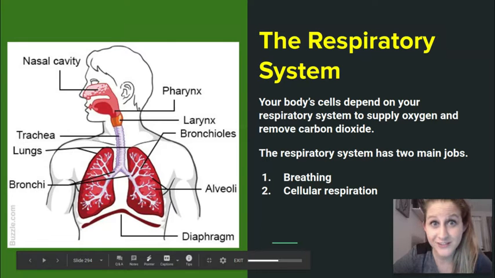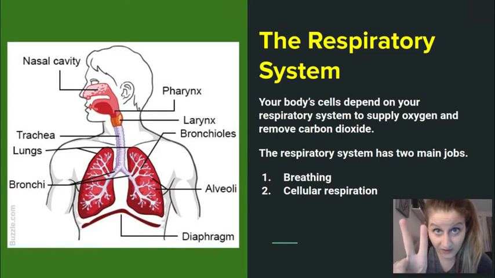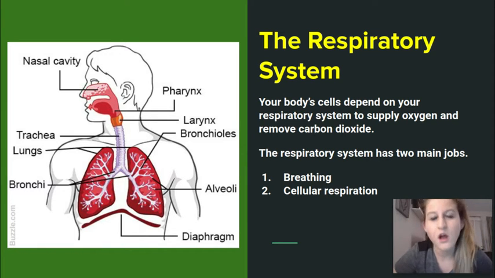The respiratory system has two very important jobs, but the main idea is that your body cells depend on it. Your body cells depend on your respiratory system to supply oxygen and remove carbon dioxide. There are two specific things your respiratory system does to accomplish this goal. The first job it has is breathing, and the second job it has is cellular respiration.